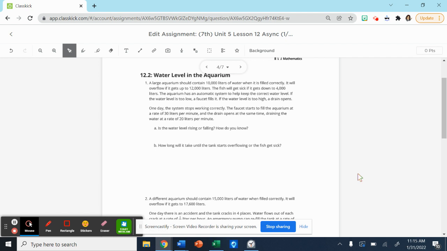The aquarium has an automatic system to keep the correct water level. If the water level is too low, a faucet fills it. If the water level is too high, a drain opens. One day, the system stops working correctly. The faucet starts to fill the aquarium at a rate of 30 liters per minute, and the drain opens at the same time, draining the water at a rate of 20 liters per minute.